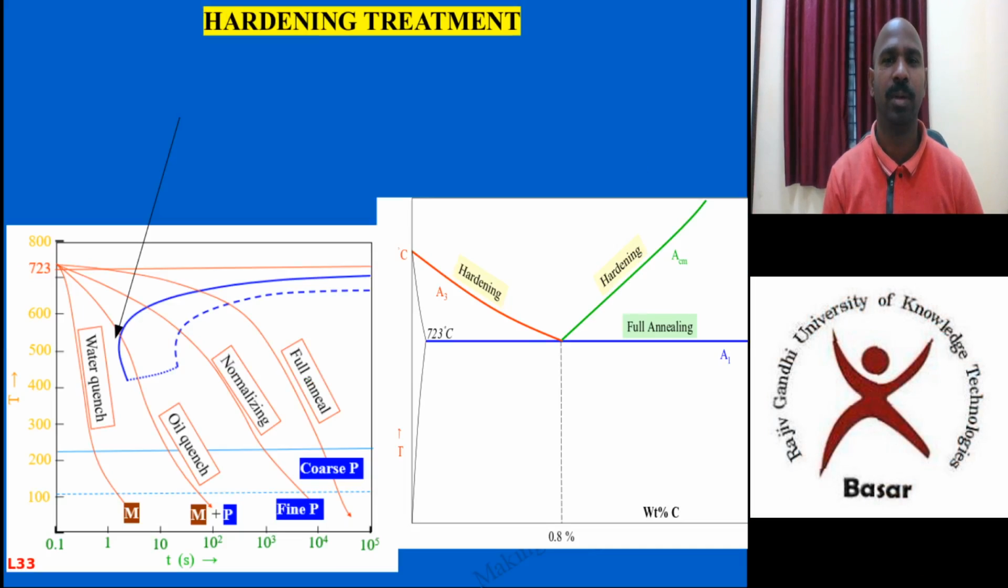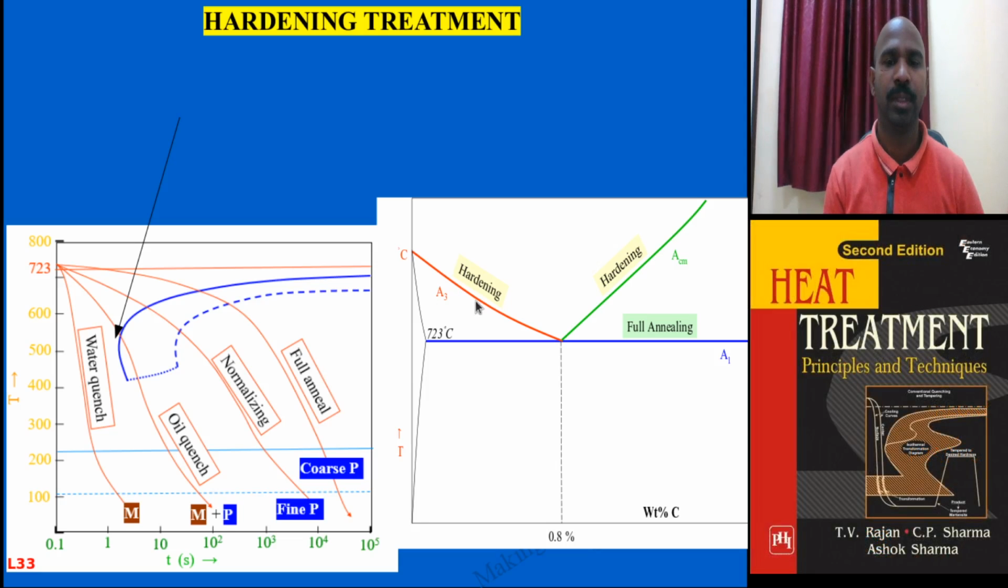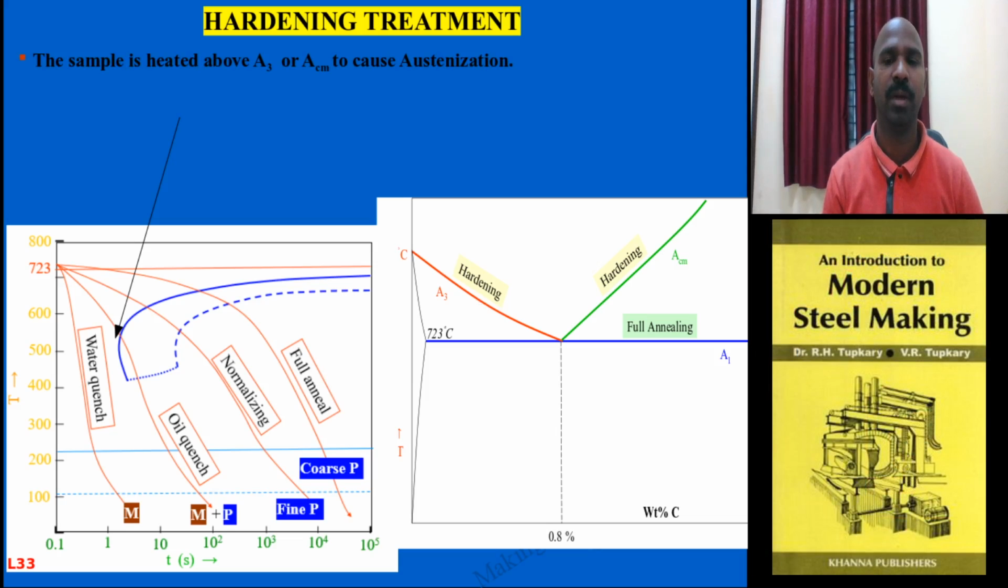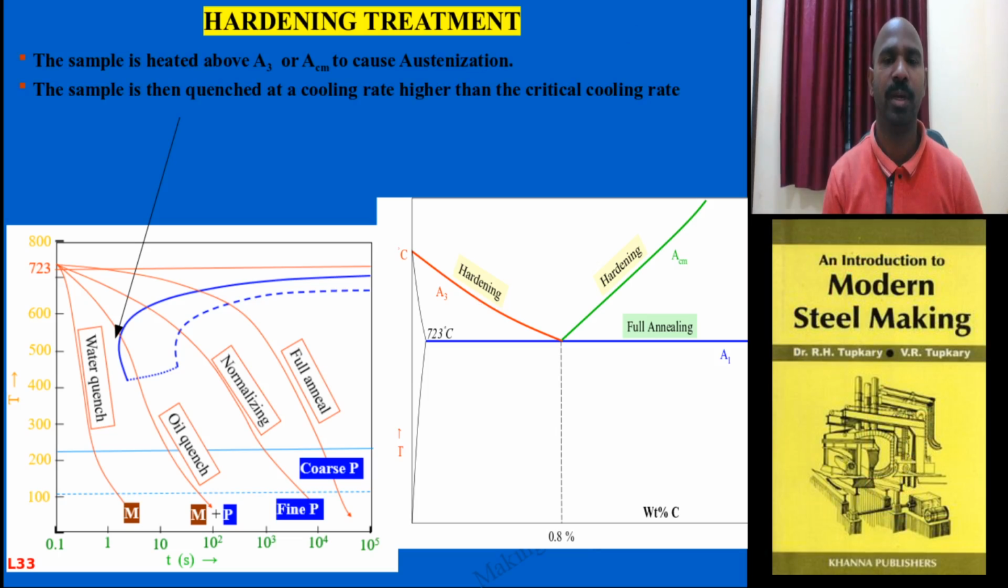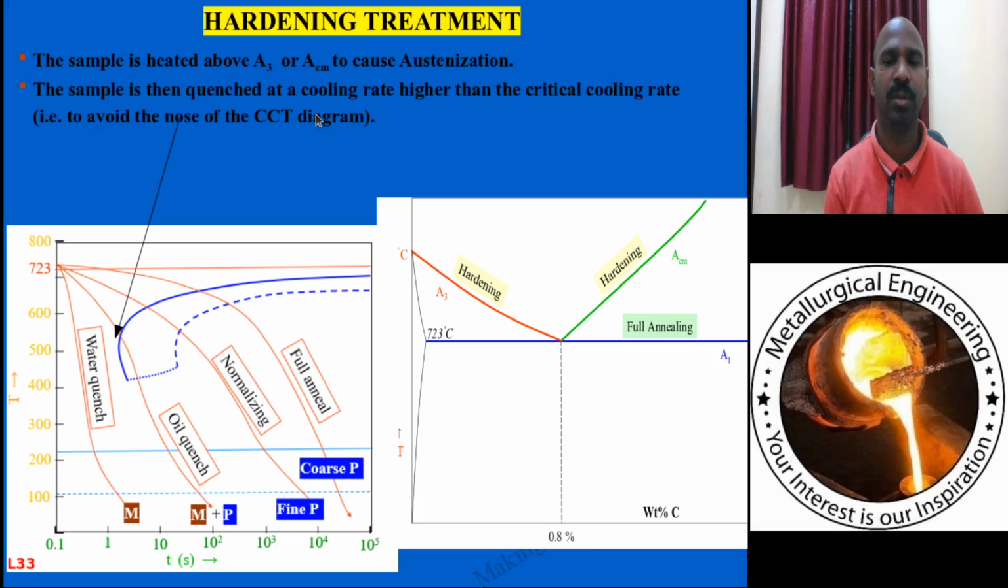Now let me talk about the hardening treatment process. For hypoeutectoid steel above A3, and for hypereutectoid steel ACM, just like normalizing, that temperature is chosen. But the basic difference from normalizing to hardening is the cooling media. In hardening, the quenching media is water, which is faster than air. The critical cooling rate is achieved in the hardening process. That is the basic difference.